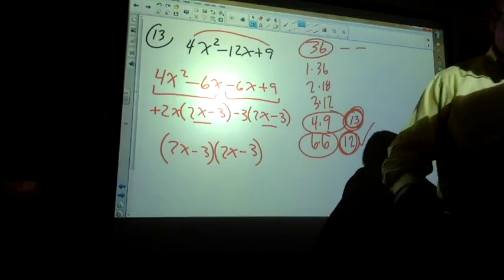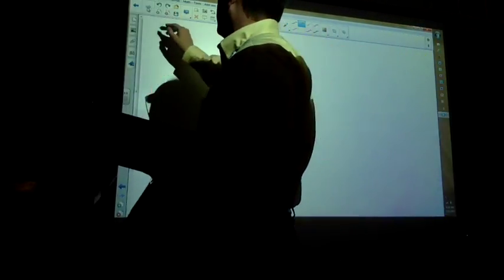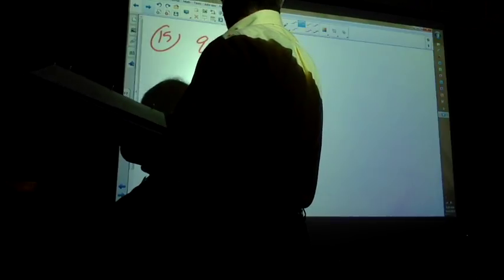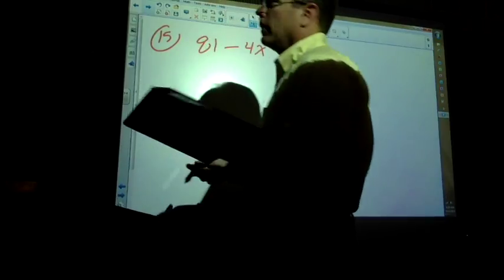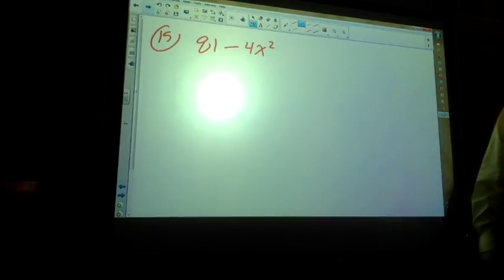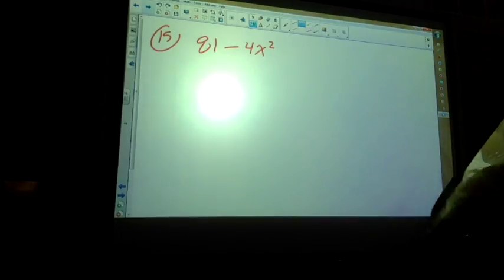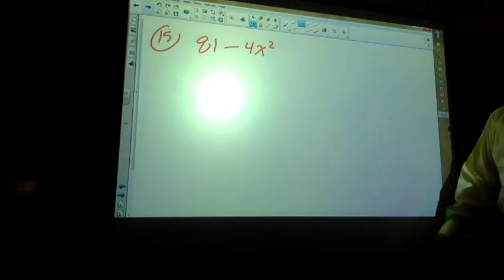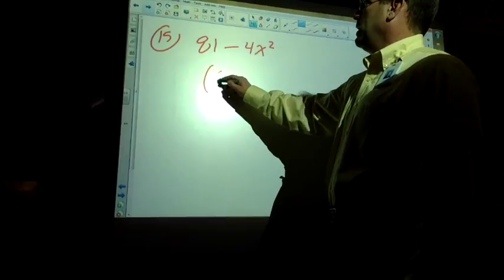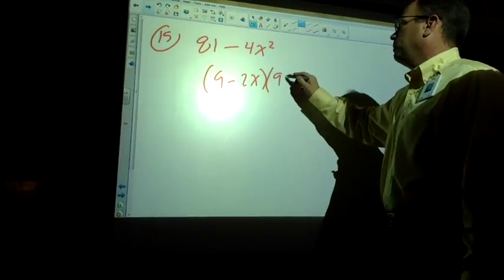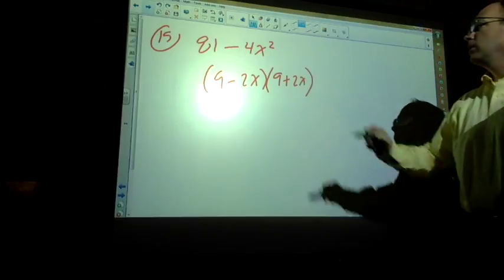What does this one appear to be to you? Greatest common factor. Does 4 go into 81? No. So no GCF there. But it's the difference of 2 squares. Why is that? 81 is a perfect square because that's 9 times 9. 4x squared is a perfect square because it's 2x and 2x. So this will be 9 minus 2x, 9 plus 2x, and it's done.